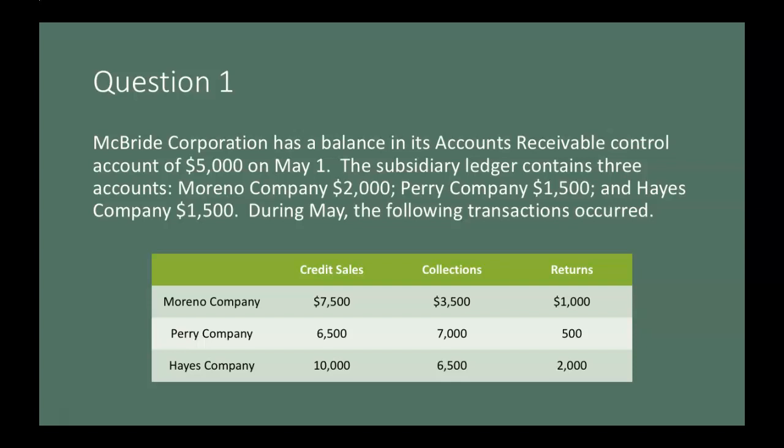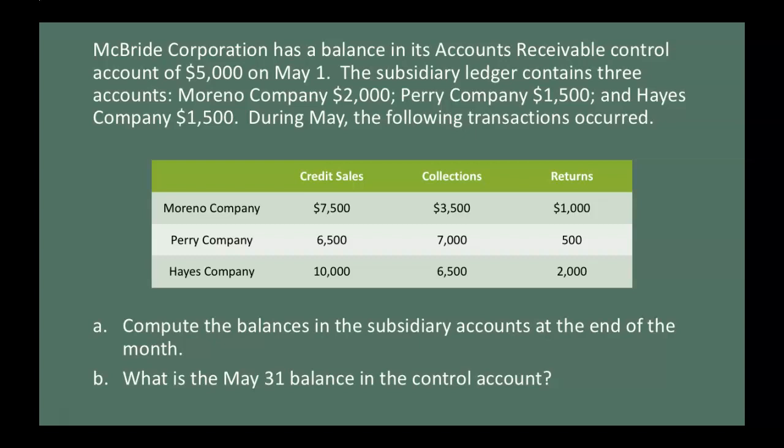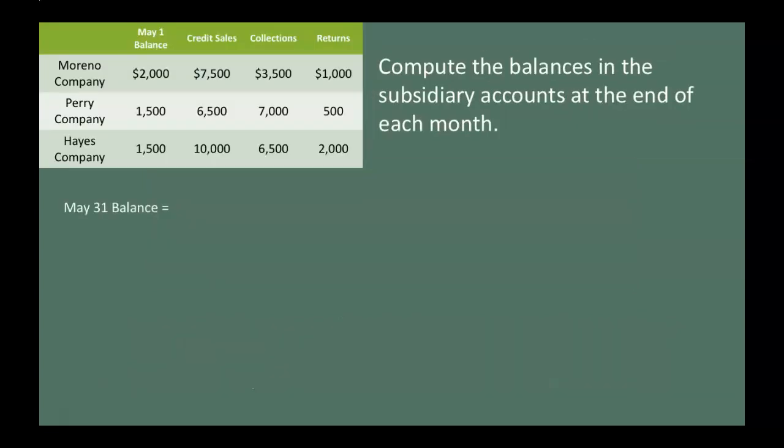During May, the following transactions occurred. So for each Moreno, Perry, and Hayes company, we were told credit sale amounts, collection amounts, and return amounts. So we need to compute the balances in each of the subsidiary accounts at the end of the month, and then figure out what the May 31st balance in the control account is. So let's first find the balances in each of the subsidiaries.